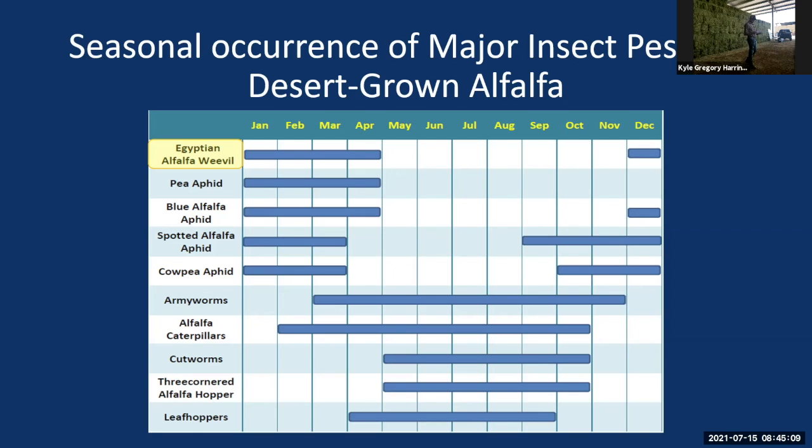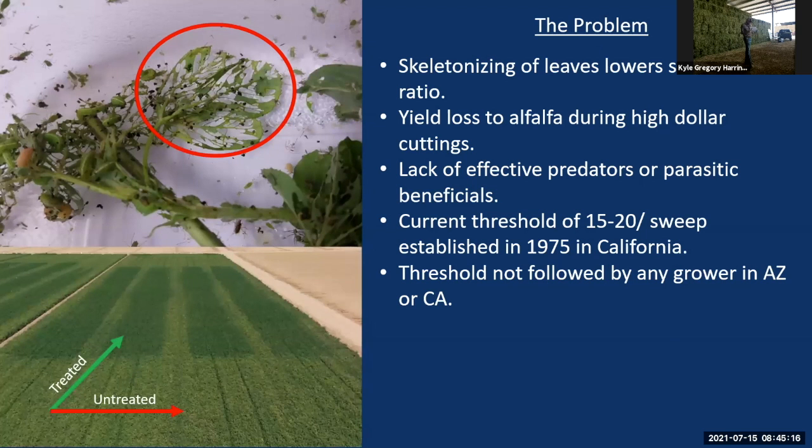Alfalfa weevil is going to do major damage to your field, as I'm sure any alfalfa grower knows. I've got an image down there of one of our trials, treated and untreated, and the amount of damage they're doing to the leaves themselves on the alfalfa. They're skeletonizing these leaves. This is yield loss during high dollar cuttings of alfalfa, depending on your contractor, depending on who you're selling it to. These can be some of the highest value cuts of the year.